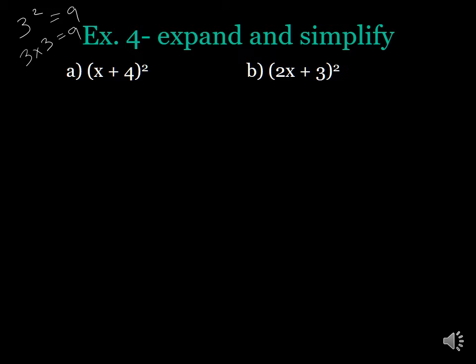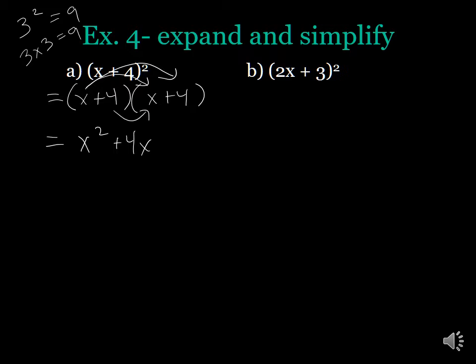So when I see x plus 4 squared, really what that means is x plus 4 times itself. So really just write two of them side by side. Now we're going to FOIL. So x times x for first times first, x squared. Outside, x times 4, 4x. Inside, 4 times x, 4x. And 4 times 4 for the last terms, 16. Collect like terms in the middle. 4x plus 4x gives you 8x plus 16.